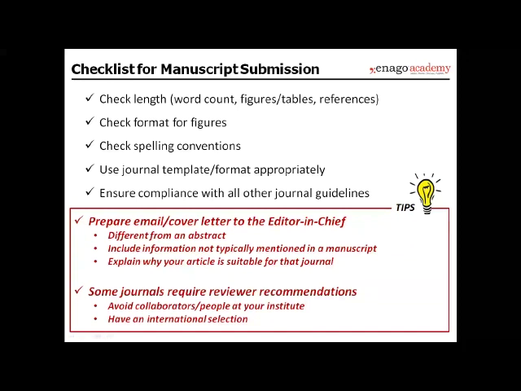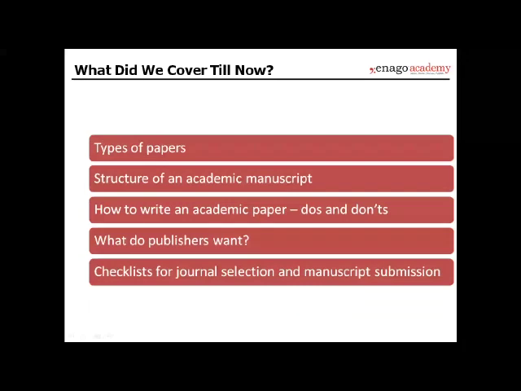So now, going on to the next slide. This is what we have covered till now. We have covered the types of papers, the structure of an academic manuscript, how to draft an academic paper, what to do, what not to do, what publishers exactly expect, and checklists for journal selection and manuscript submission.